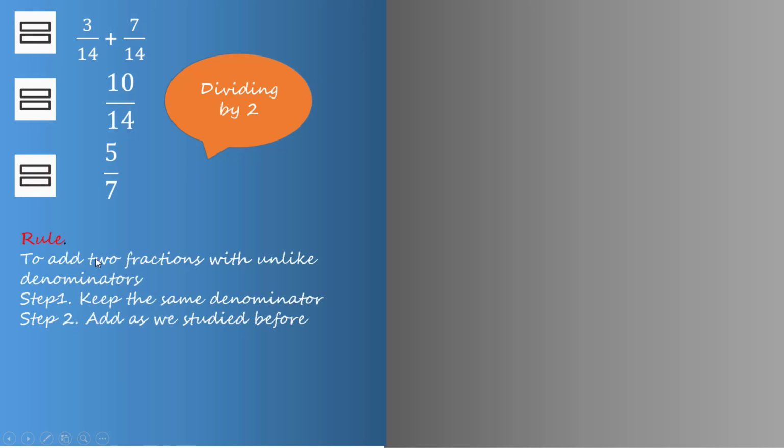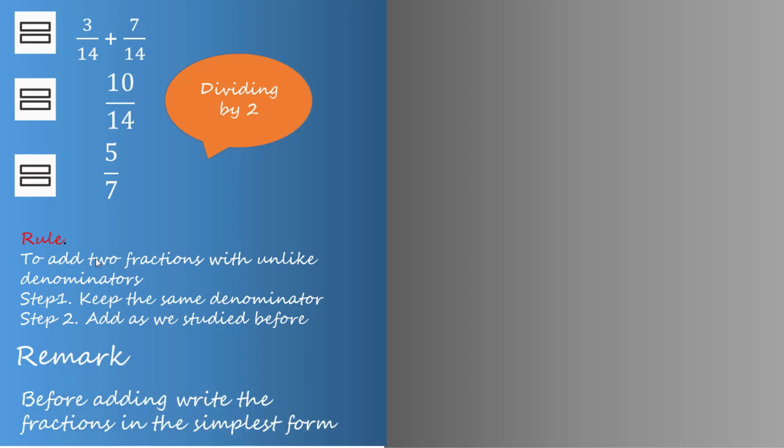Rule: to add two fractions with unlike denominators. Step 1, make the denominators the same. Step 2, add as we studied before in the first section. Remark: before adding, write the fractions in the simplest form.